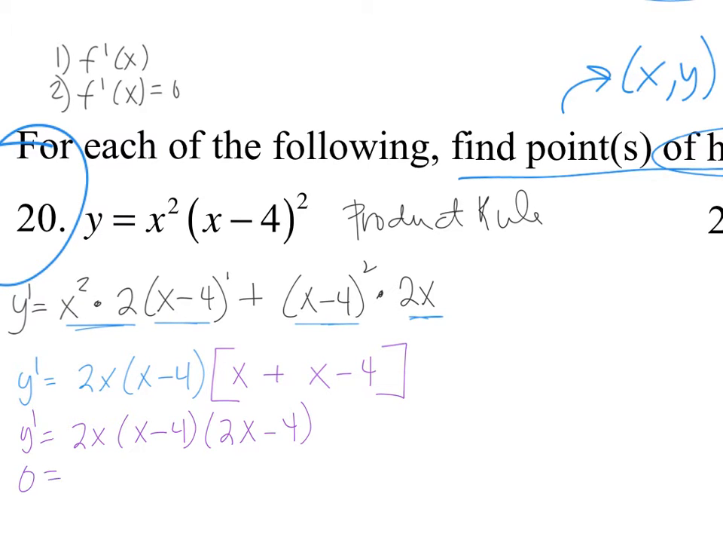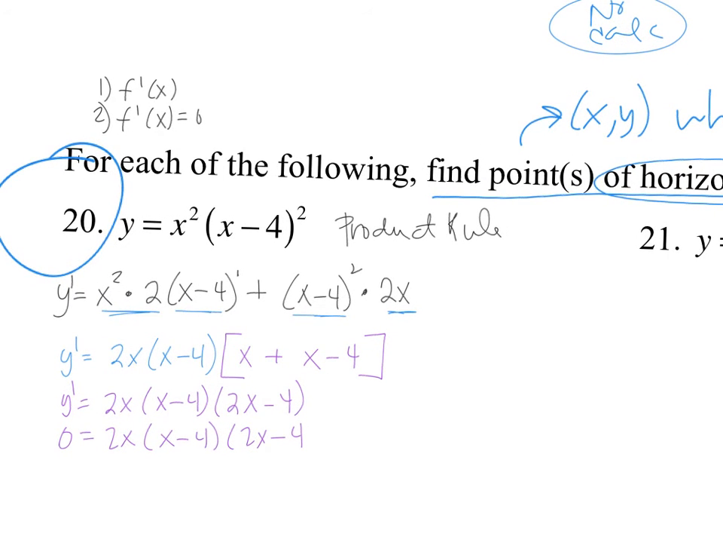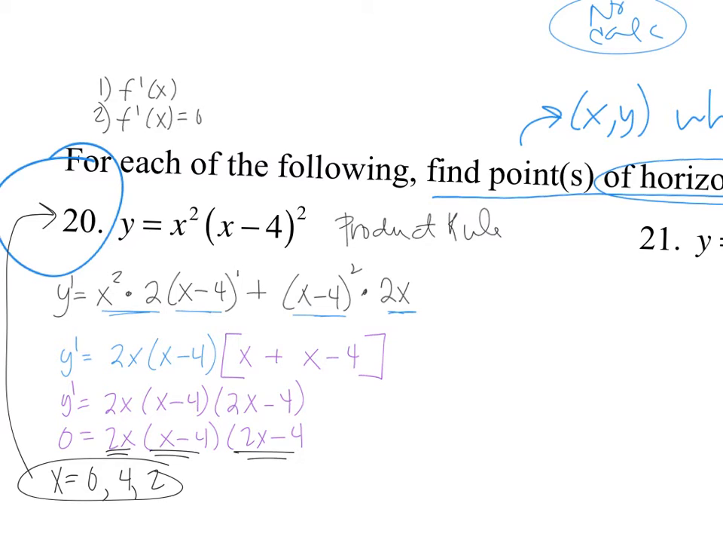So 0 is equal to all of that, which is perfect that it's in factored form because now we can see our x values for our horizontal points of tangency. We have horizontal tangents at x equals 0, at x equals 4, and at x equals 2. That's where this will be 0. And then we will plug these x values back into our function to find their corresponding y values.